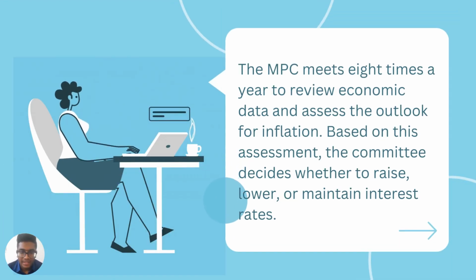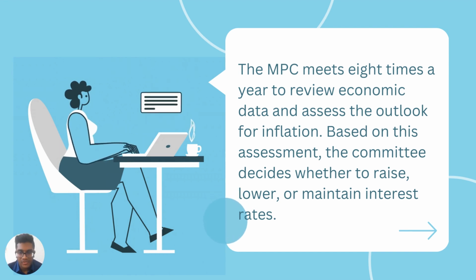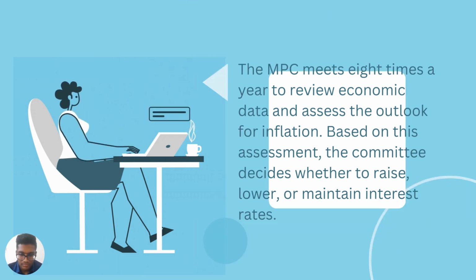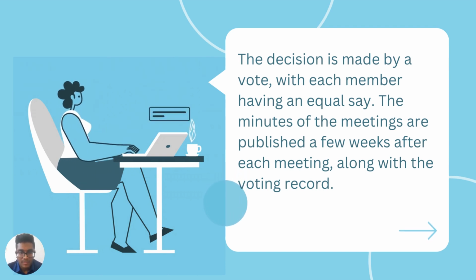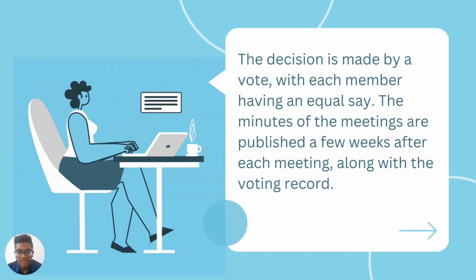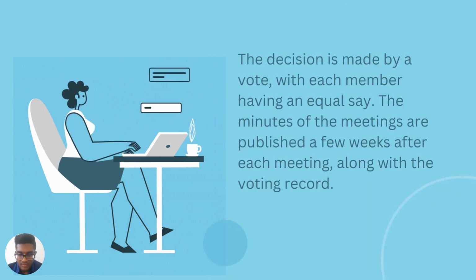The MPC meets 8 times a year to review economic data and assess the outlook for inflation. The decision is made by a vote, with each member having an equal say. The minutes of the meetings are published a few weeks after each meeting.